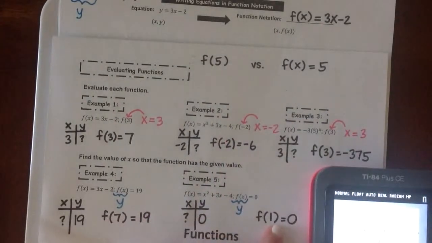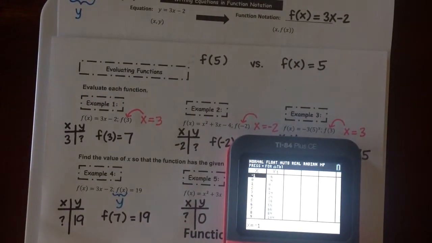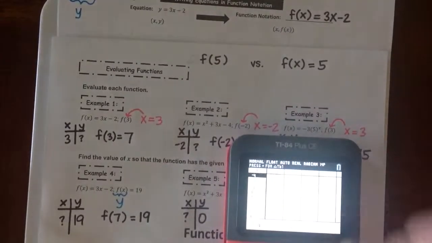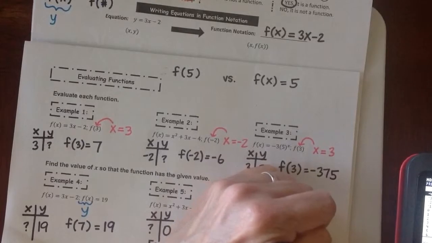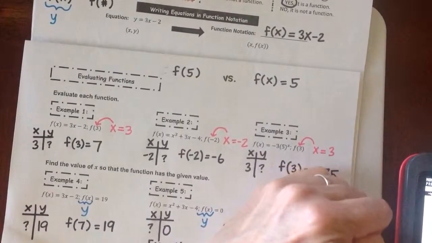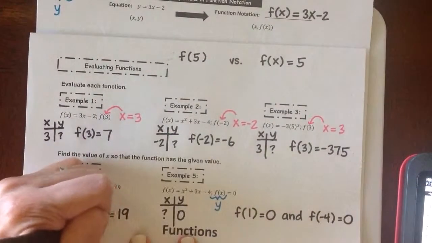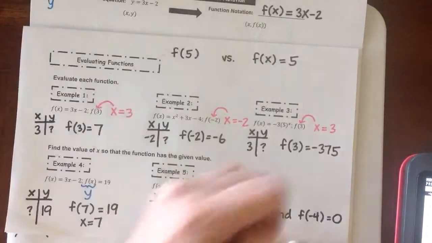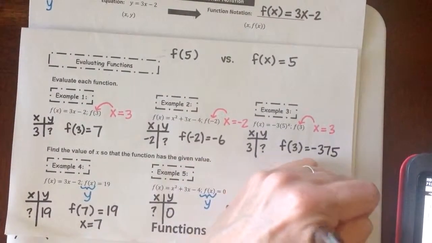We already have that answer. And then I'm going to go back to my table and see if I can find the other one. I know my x value has to be negative. There it is, at negative 4. So f of negative 4 is equal to 0. So this actually had two answers. This was x equals 1 and x equals negative 4.